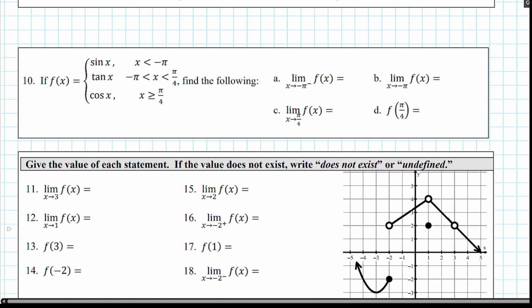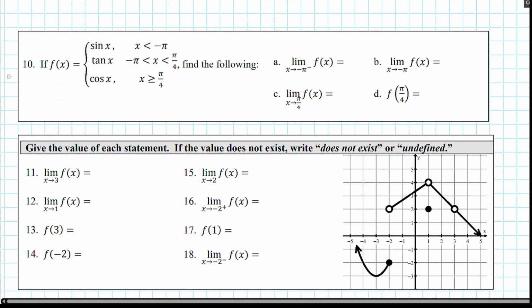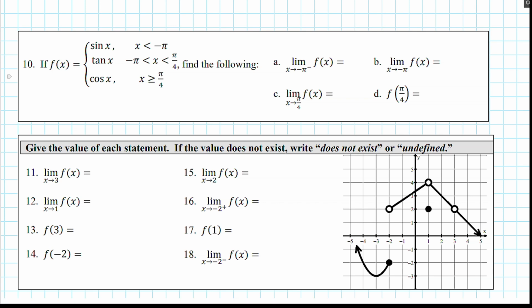Now let's move to the next problem. A function is given: f of x equals sin x when x is less than negative pi, tan x when x is between negative pi and pi over 4, and cos x when x is greater than or equal to pi over 4. Now find the following. We have to find the left limit of f of x as x approaches negative pi. You can see as x approaches negative pi, the function is sin x. That means sine of negative pi, which is 0.